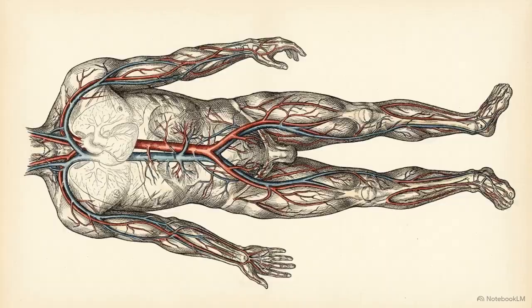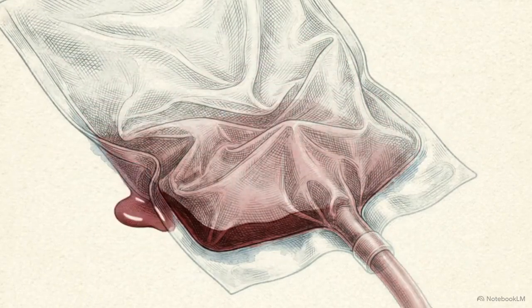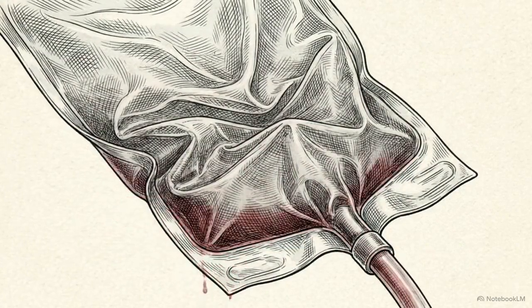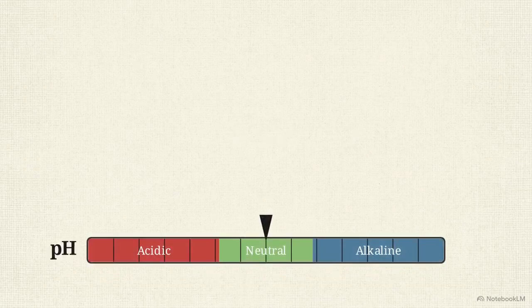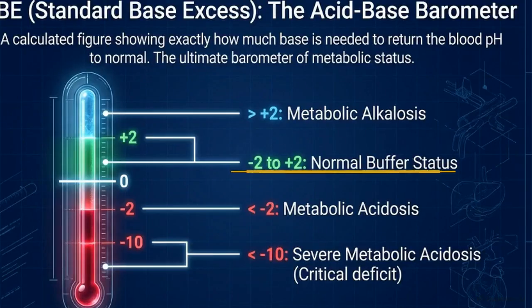The body protects itself from acid using finite chemical buffers, and under stress, those protective elements face rapid exhaustion. A patient's true systemic stability relies entirely on this invisible buffering capacity holding the line. This diagram illustrates total CO2, or TCO2. Bicarbonate makes up roughly 90%. A chemically stable patient sits securely in the neutral green zone.